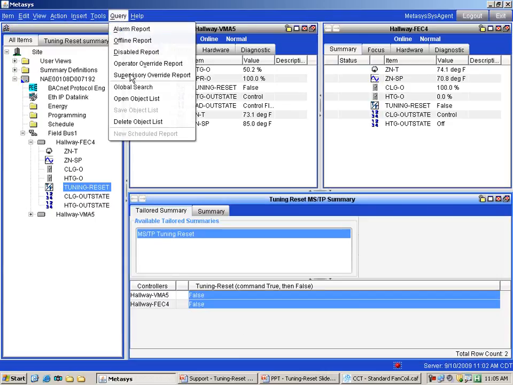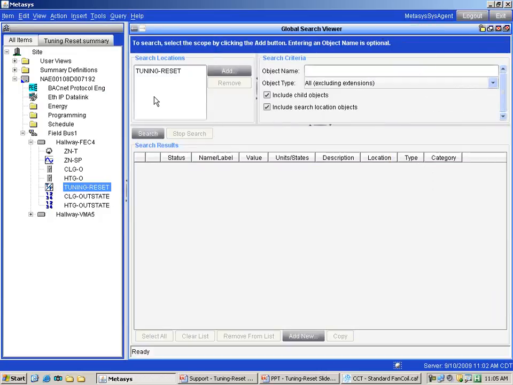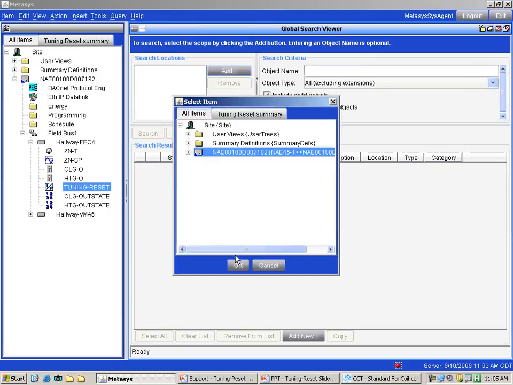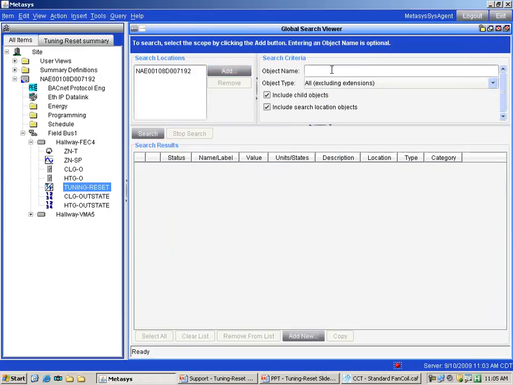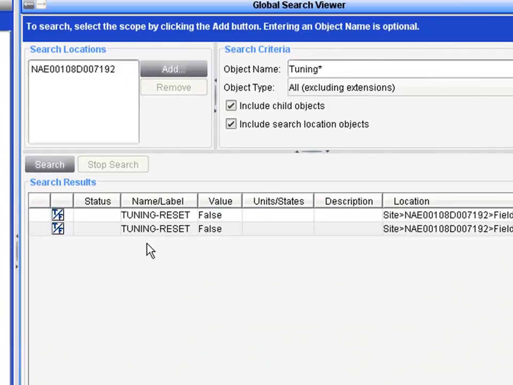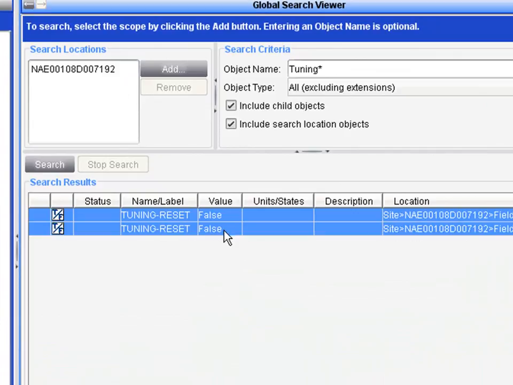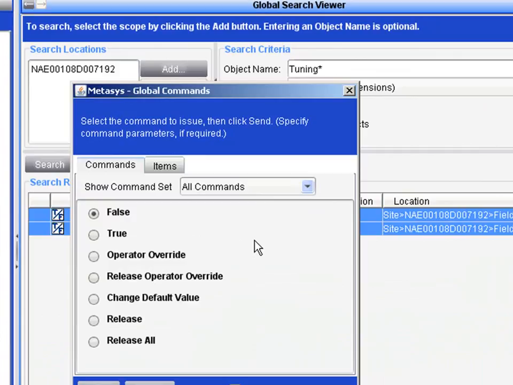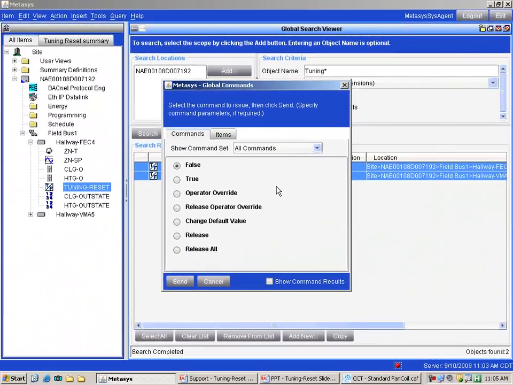I could have also done a global search, so let's demonstrate that. I'll add the NAE to my global search, and the object I'm looking for will start with tuning, and I'll click on the search button. Now I only have 2 tuning reset network input points that are mapped to this NAE, but being a global search, I can find what I'm looking for. I could highlight both of them and right click and select the command, which sends a global command again, and I could send it true, which would then reset the PIDs for these controllers.